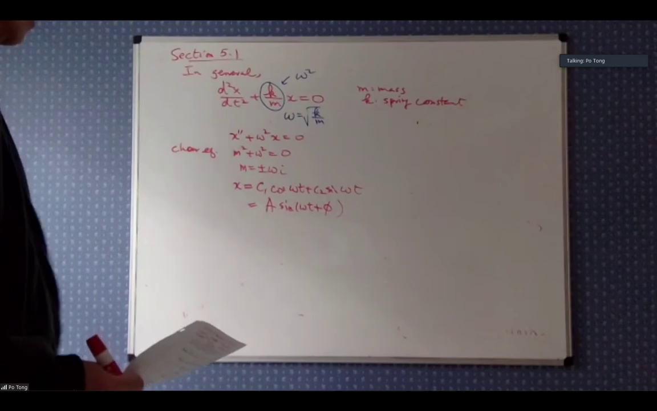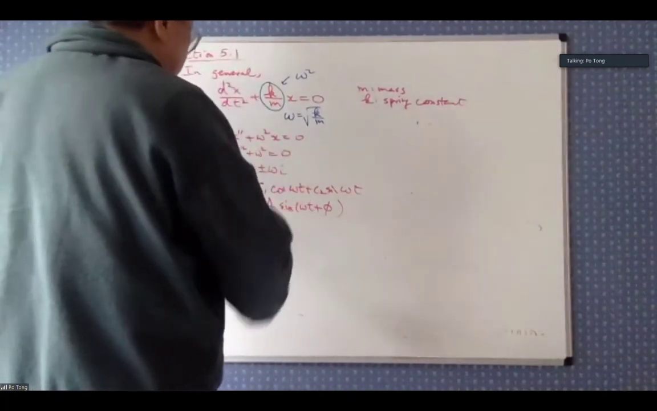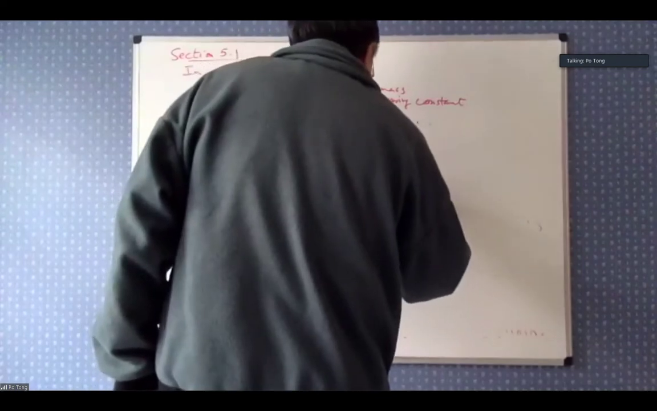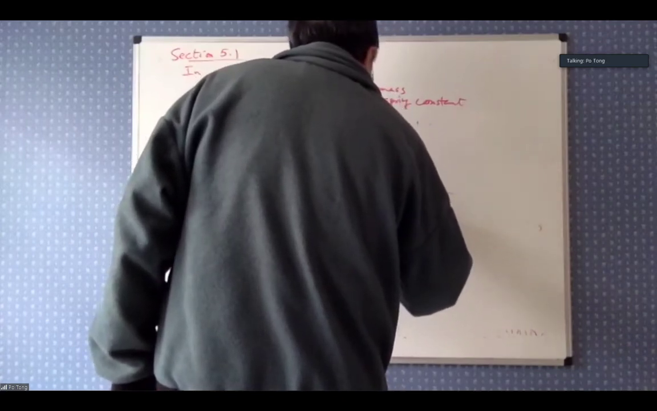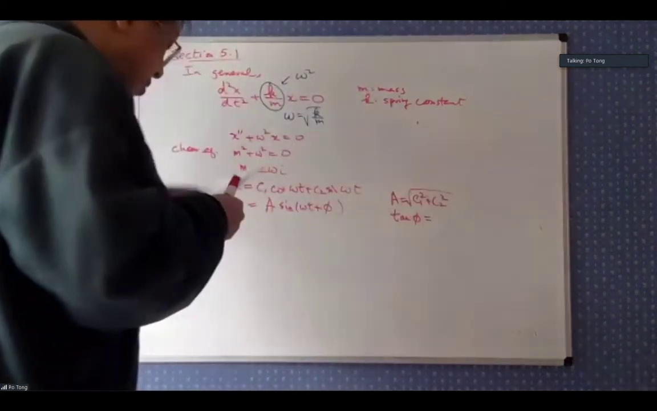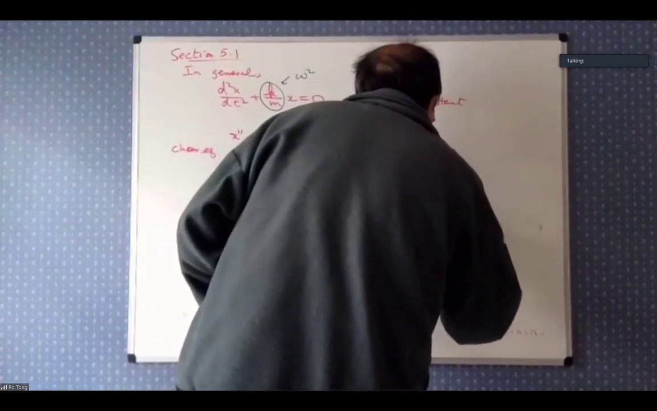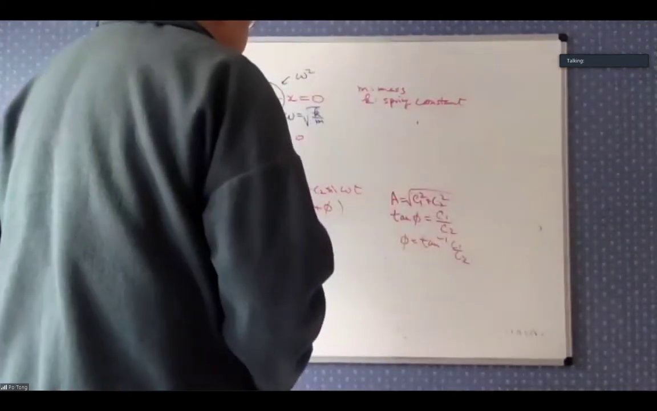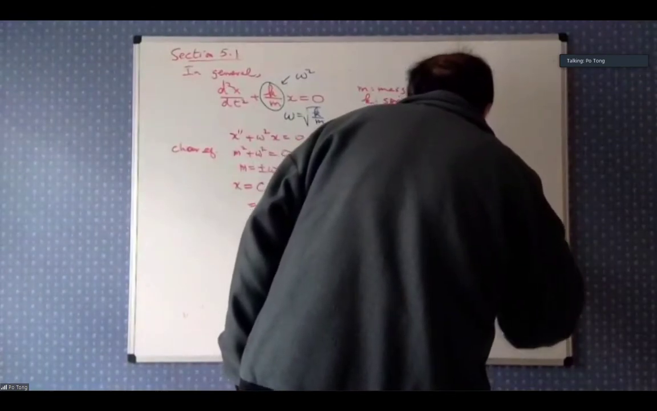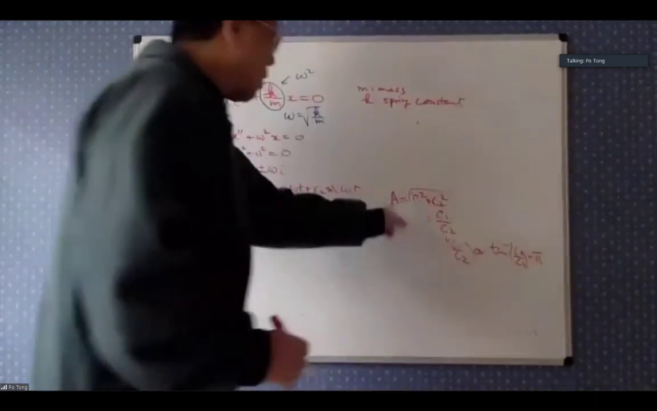Okay, so you can see this is a sinusoid. Maybe I'll also show you the relationship between A and C1, C2. And then tangent phi is going to be equal to C1 over C2. That means phi is going to be tangent inverse of C1 over C2. That's phi. We talked about that last time.